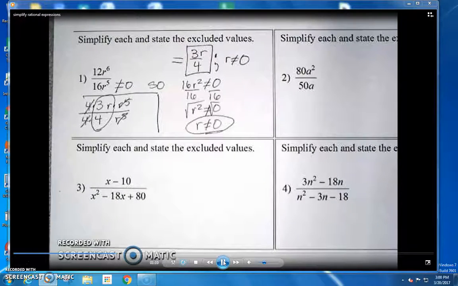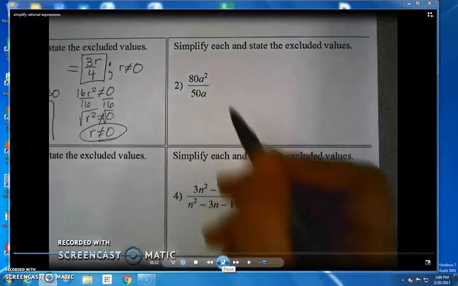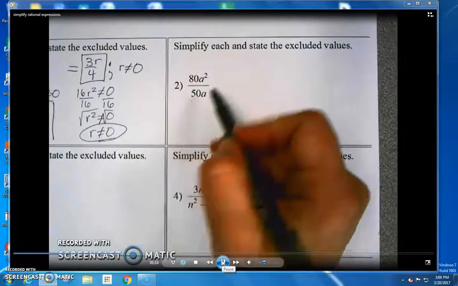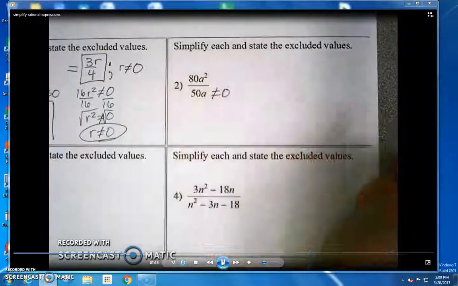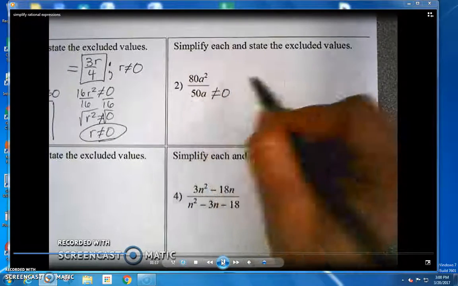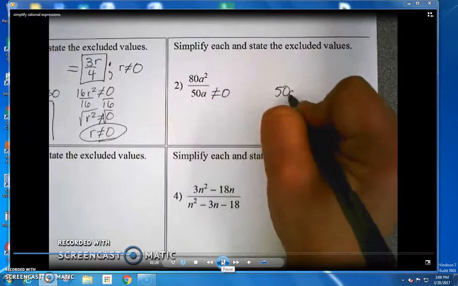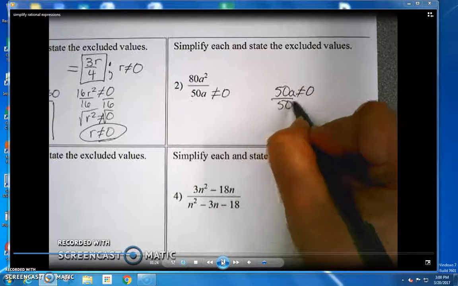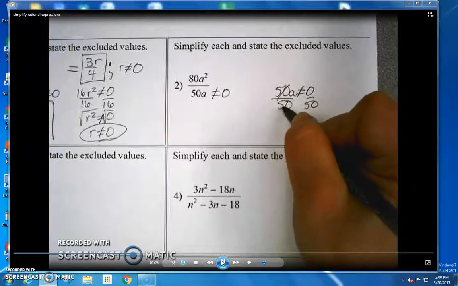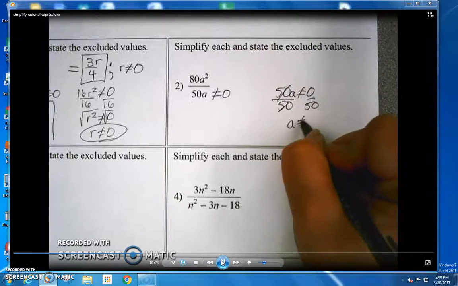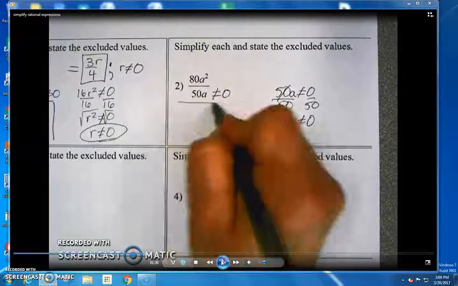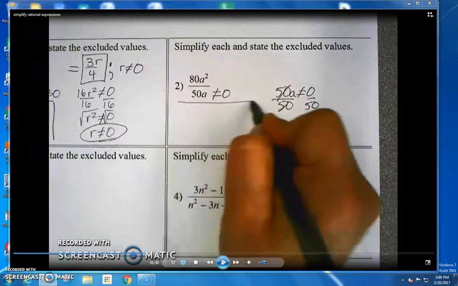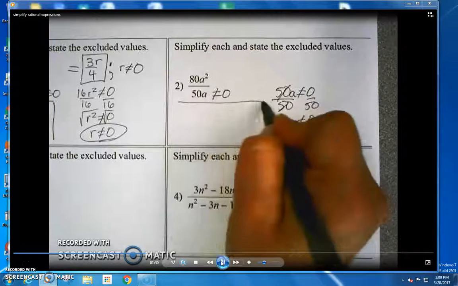Okay? So we're going to do the same process in question 2 here. We're going to look for where 50a cannot equal 0, because again, we cannot have 0 in the denominator. So when we solve for that, we're going to say that 50a cannot equal 0, which means that when we divide both sides by 50, a itself cannot equal 0. Now we're going to look for common factors that we can cancel out between the numerator and denominator.